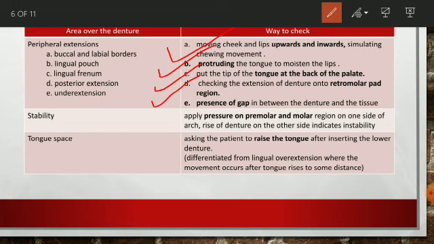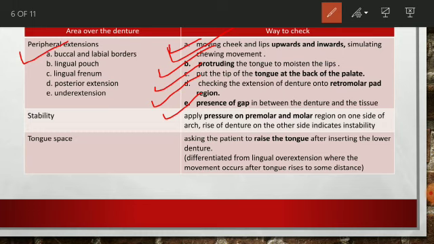Fourth, posterior extension. We need to check the extension of the denture onto the retromolar pad region. If the area is not covered by the denture base properly, or if it is overextended, both cases may cause problems. If it is overextended, it is going to hit directly on the pterygomandibular raphe, whereas if it is underextended, this would not provide proper peripheral seal to the denture. Lastly, under extension, there should be no gap between the denture and the tissue. So A, B, C accordingly, you guys read.